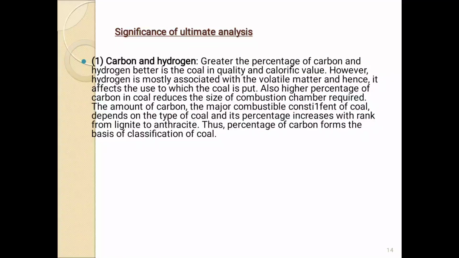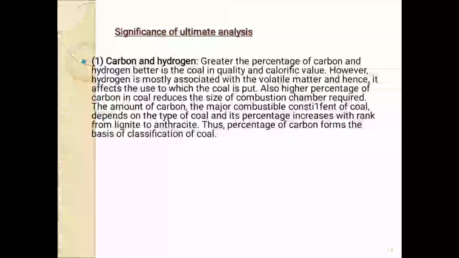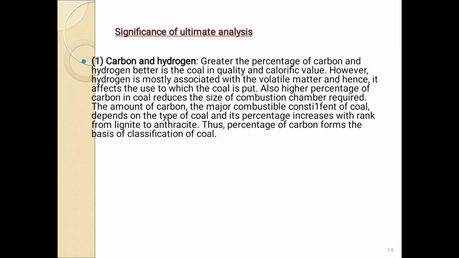Now we will see what is the significance of ultimate analysis. Carbon and hydrogen content significance. The greater the percentage of carbon and hydrogen, the better is the quality of coal and its calorific value. However, hydrogen is mostly associated with the volatile matter and hence it affects the use to which the coal is put. Also, a higher percentage of carbon in coal reduces the size of the combustion chamber required.